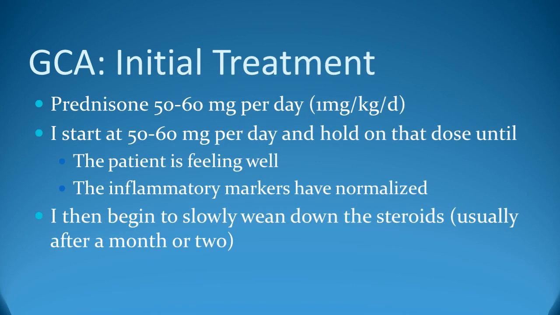Prednisolone can be given as initial treatment, 50 to 60 mg per day, and hold the dose until the patient is feeling well and the inflammatory markers have normalized. It then begins to slowly wean down the steroids, usually after a month or two.